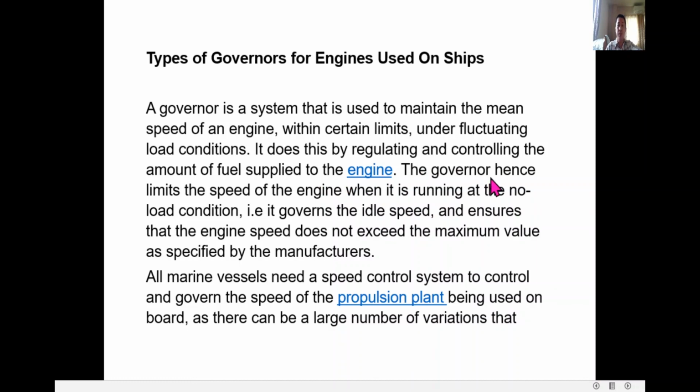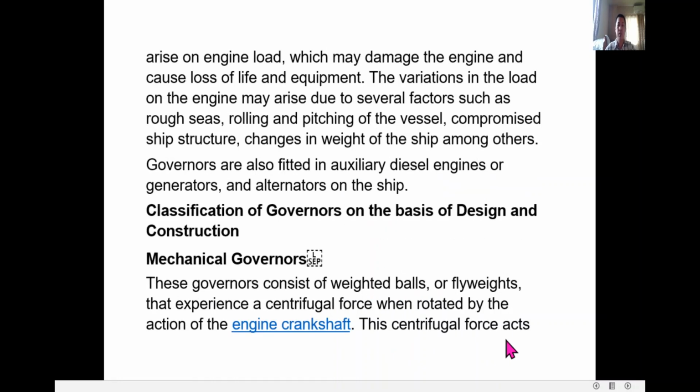The governor limits the speed of the engine when it's running at no load condition. For example, it governs the idle speed and ensures that the engine speed does not exceed the maximum value specified by the manufacturer. All marine vessels need a speed control system to control and govern the speed of the propulsion plant used on board, as there can be a large number of variations that arise in engine load, which may damage the engine and cause loss of life and equipment.